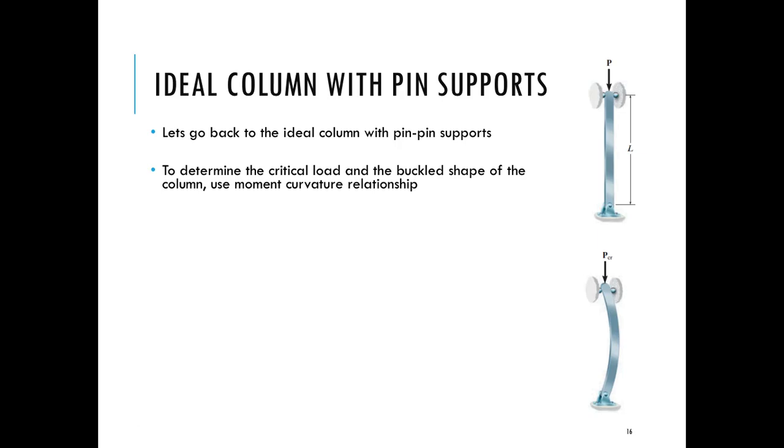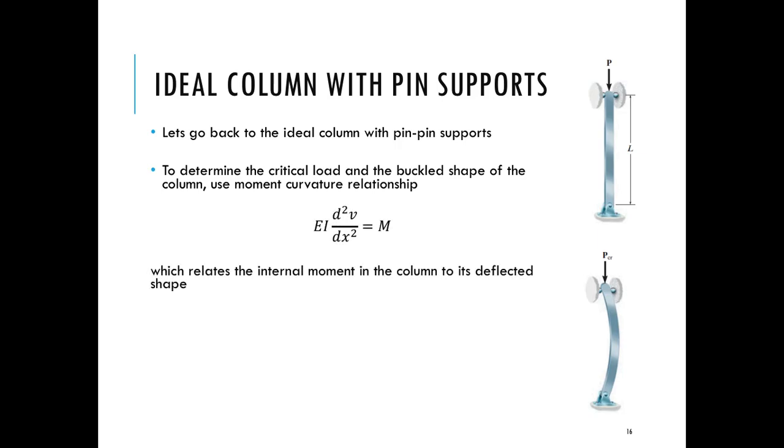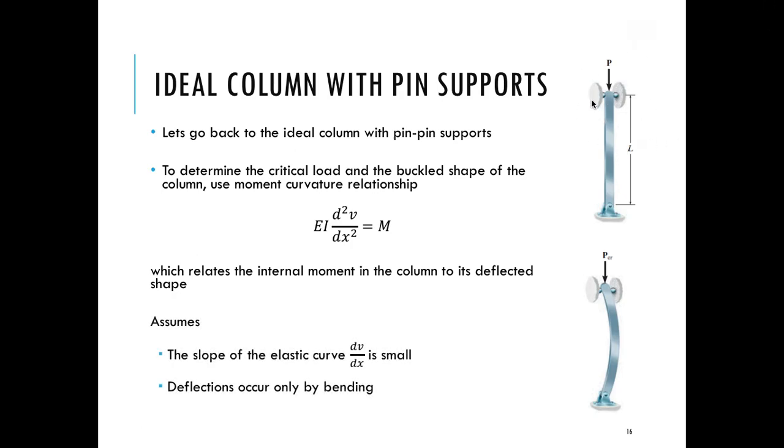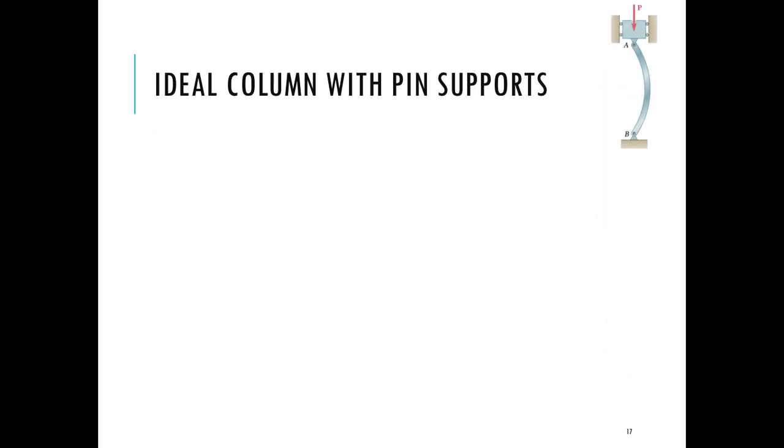So to determine the critical load of the pin column, we will use the moment curvature relationship for it and see what the deflected shape of this beam turns out to be under a given load P, like so. So let's see this analysis. We have a pin joint column shown right here, pin at B and pin at A, and an applied axial load P right here. So let's first assume that it has buckled. If it has buckled, it takes a shape like so. That is, it starts to take a bent shape.